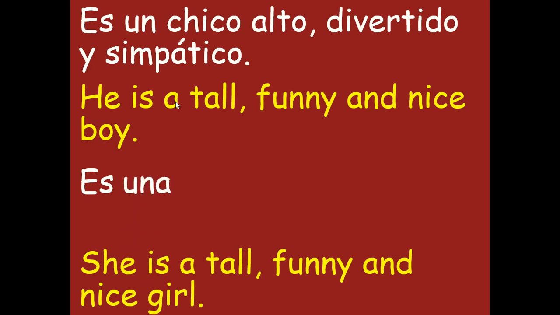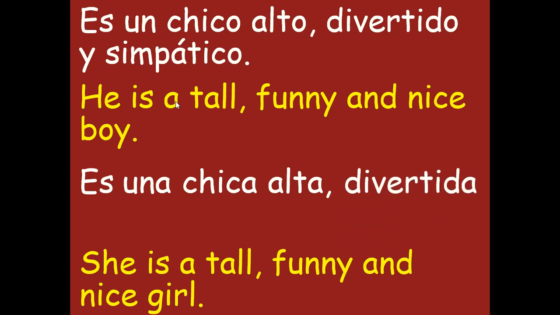That's right, we need to change it to una. What do we need to change chico to? That's right, chico becomes chica. Then our first adjective, when it's describing the boy, it's alto. But what is it when it's describing the girl? That's right, alta. Our second adjective is divertido. How do we change that to describe the girl? That's right, we change the o to an a, so we get divertida.